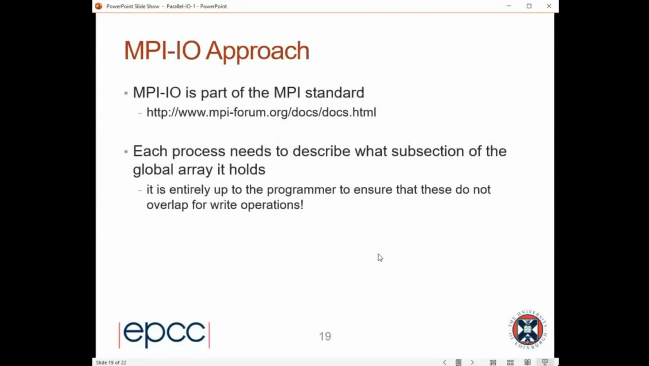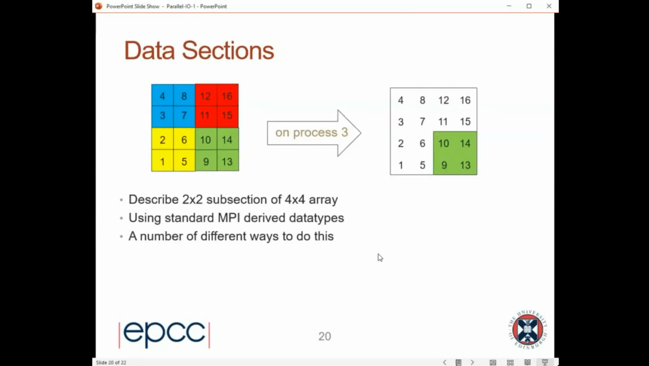So the MPI-IO approach, MPI-IO is part of the MPI standard, and each process needs to describe what section of the global array it holds. Now, it's up to you to get this correct. It's up to you to describe this correctly. But what you do in MPI-IO, and this is generically the same for all I/O systems, you open the file, you tell the library which portions of the file or subsections of the file each process owns, then you write the file and then you close it. So open, write, close is standard. The extra step, which is crucial in parallel I/O, is telling the I/O library what the mapping is from your parallel program to the file.